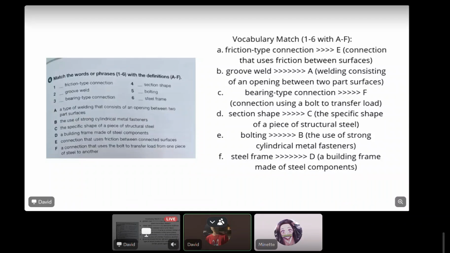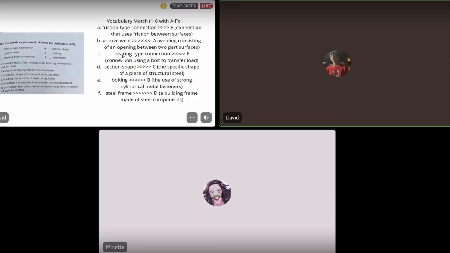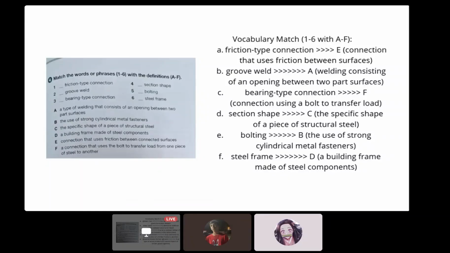Match the words or phrases with the definition. Number one, friction type connection matches with E, a connection that uses friction between surfaces. Number two, groove weld matches with a welding consisting of the opening between two part surfaces. Number three, bearing type connection matches with F, a connection using a bolt to transfer load.